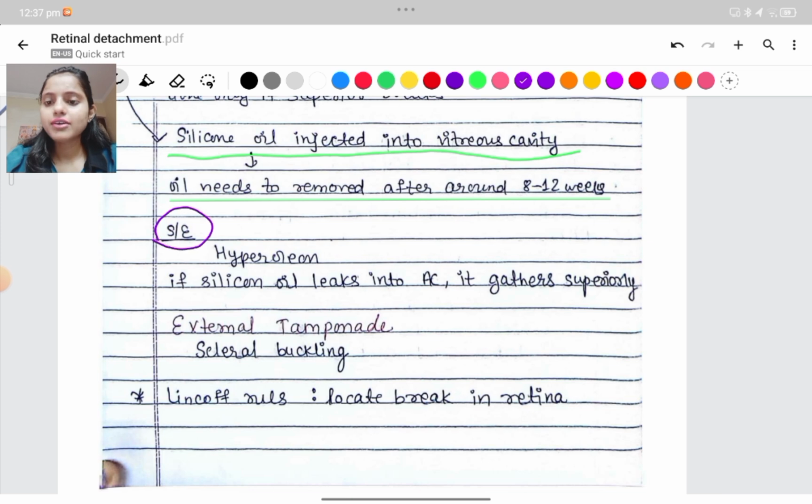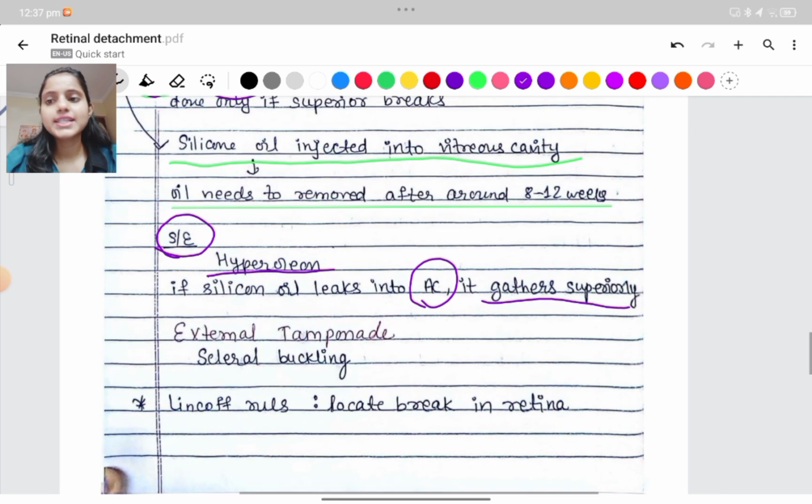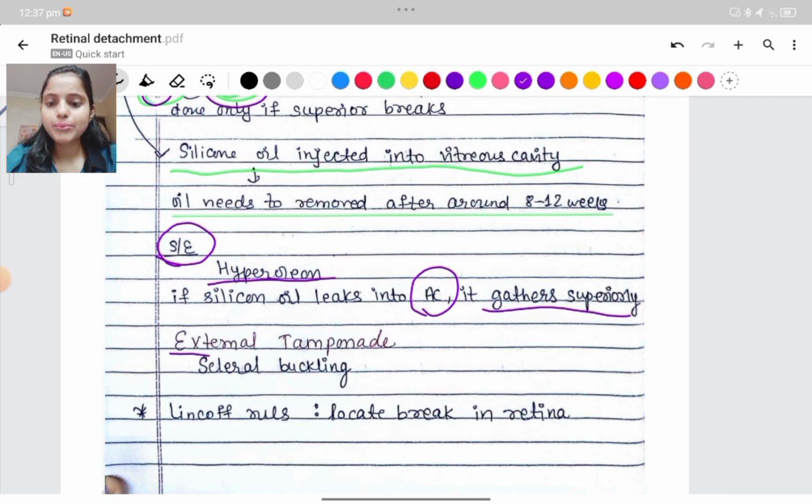The side effect of this silicone oil injected can be the hyperoleon. If silicone oil leaks into the anterior chamber, it gathers superiorly. We can do the internal tamponade and external tamponade, in which we do the scleral buckling. If we do the scleral buckling, then the retina will move into its place.